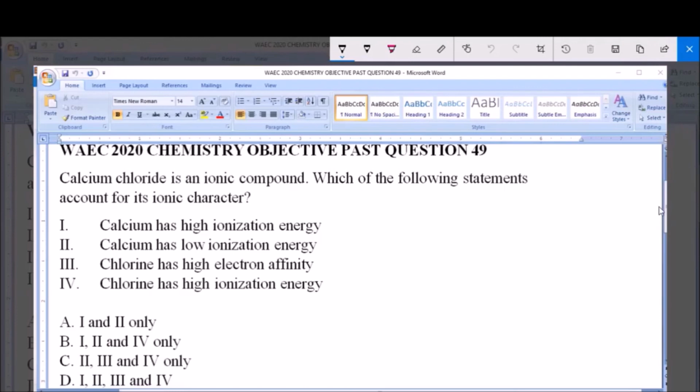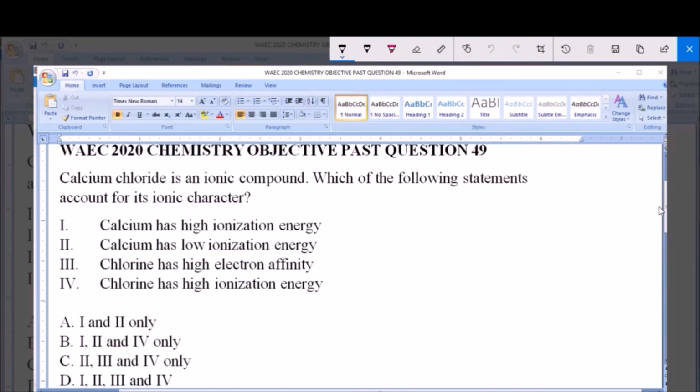Welcome, I'm going to be answering WAEC 2020 Chemistry Objective Past Question 49. Calcium chloride is an ionic compound. Which of the following statements accounts for its ionic character? So you have 1, 2, 3, 4. 1. Calcium has high ionization energy. 2. Calcium has low ionization energy. 3. Chlorine has high electron affinity. 4. Chlorine has high ionization energy.